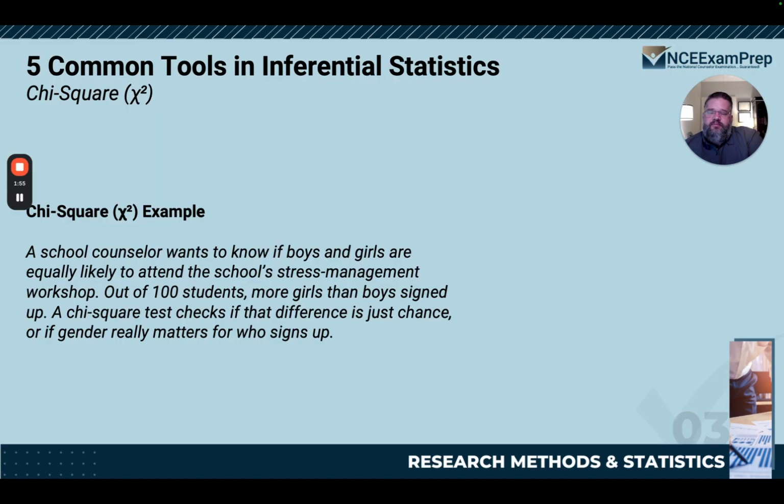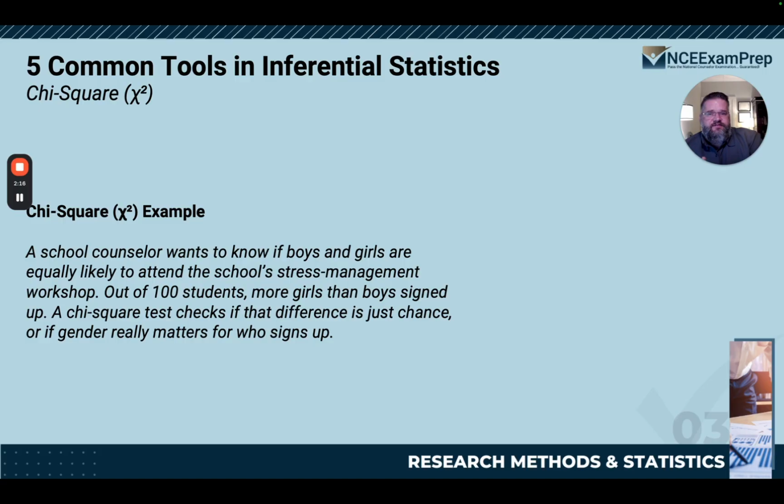An example from behavioral health would be a school counselor wants to know if boys and girls are equally likely to attend the school's stress management workshop. So out of 100 students, more girls than boys signed up. A chi-square test checks if that difference is just chance or if gender really matters for who signs up.